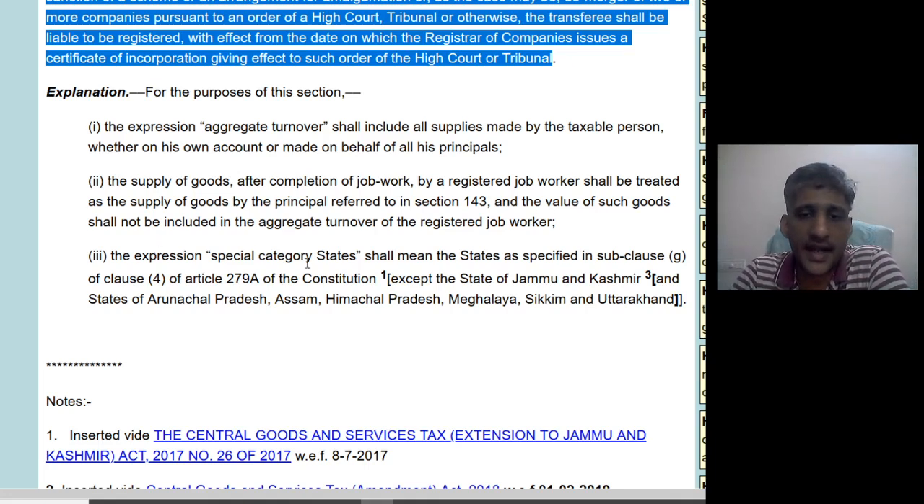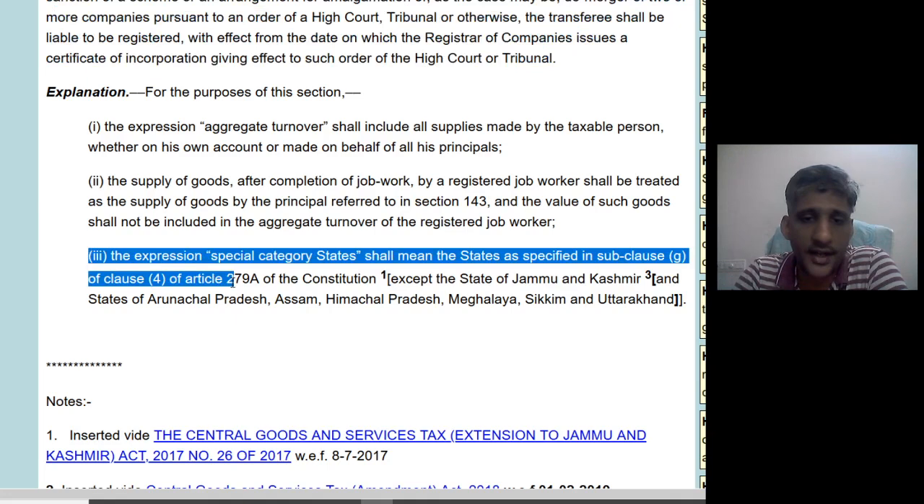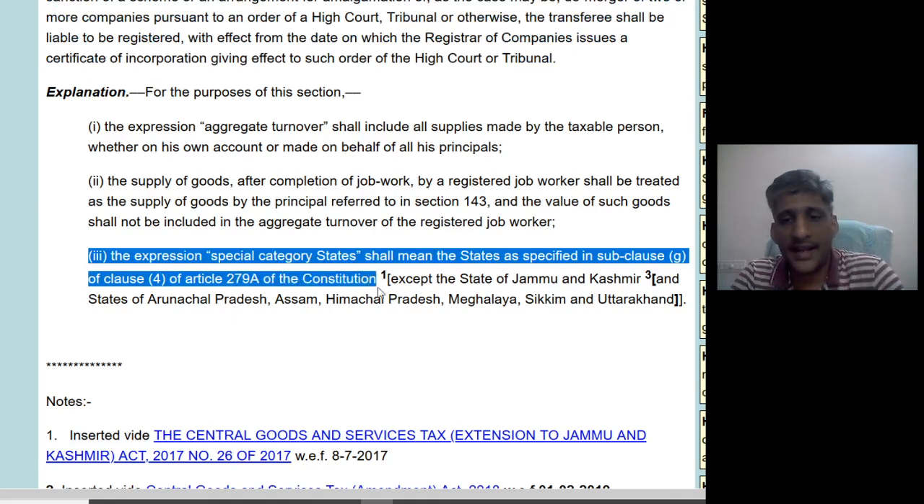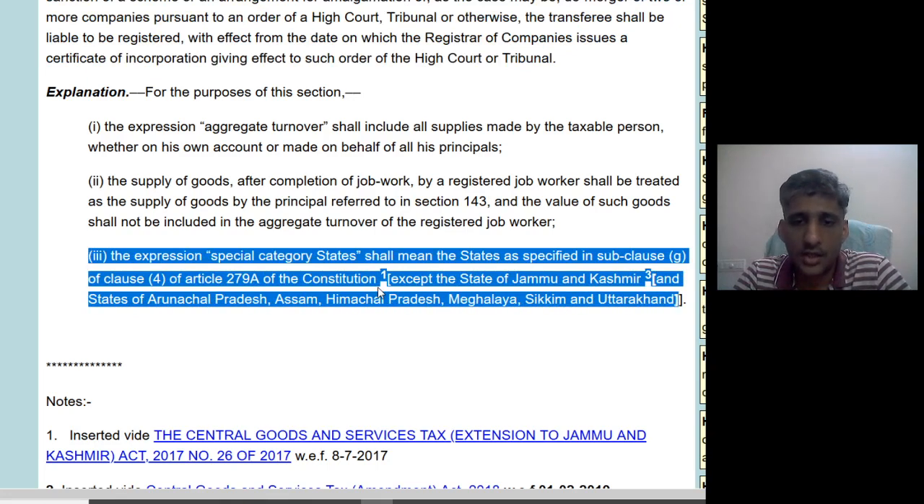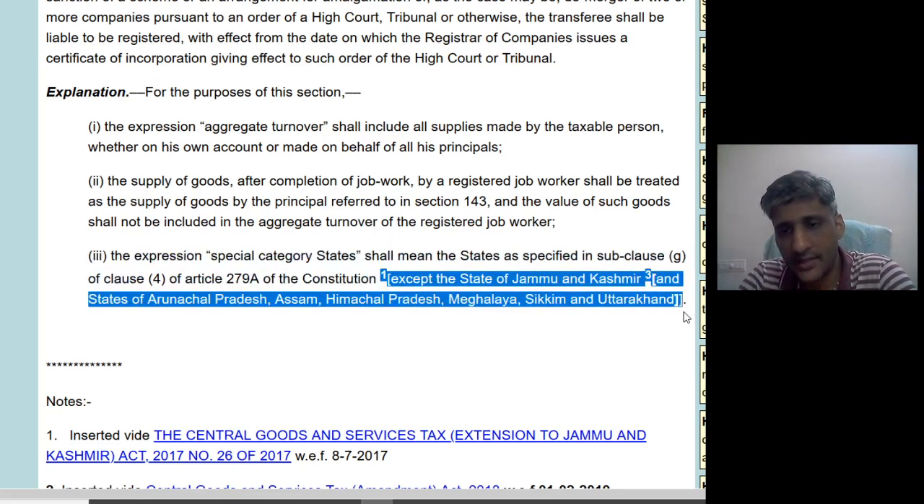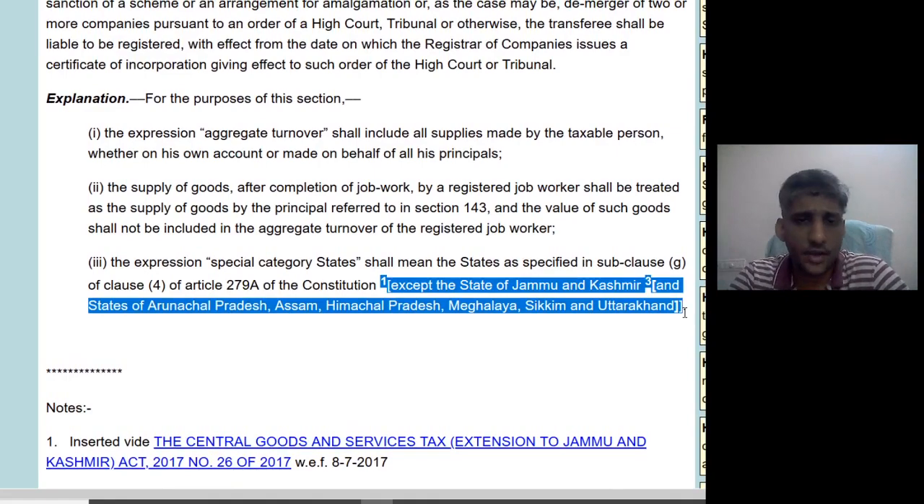The expression special category state shall mean the state specified in subclause G of clause 4 of article 279 of the constitution, except the state of Jammu and Kashmir and the states of Arunachal Pradesh, Assam, Himachal, Meghalaya, Sikkim and Uttarakhand. So it's a negative definition. All states given in the constitution except these states are called special category states. Okay, so have we understood? I don't think so. But let's go on.